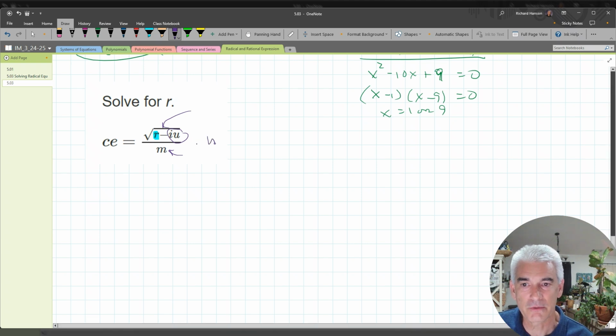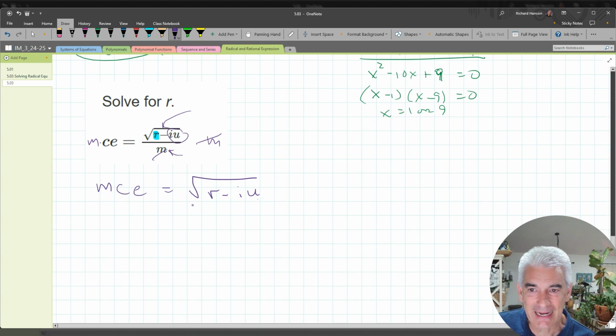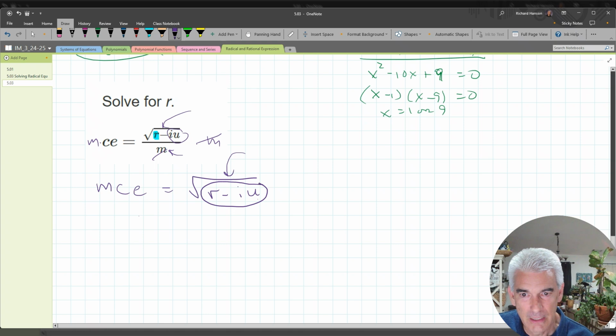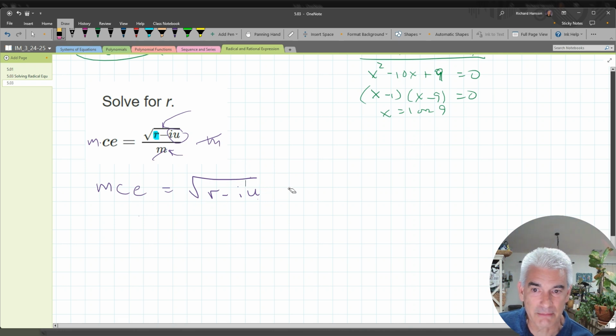I'm going to multiply both sides by m. So we get mce equals, and these are canceled here, square root of r minus iu. I can't add iu to both sides until I get rid of this radical. This acts like it's a package deal. All this stuff is together until I eliminate this radical. It works a lot like parentheses.